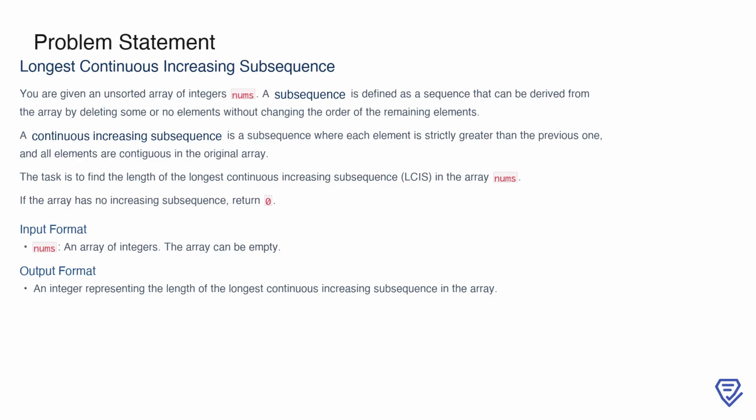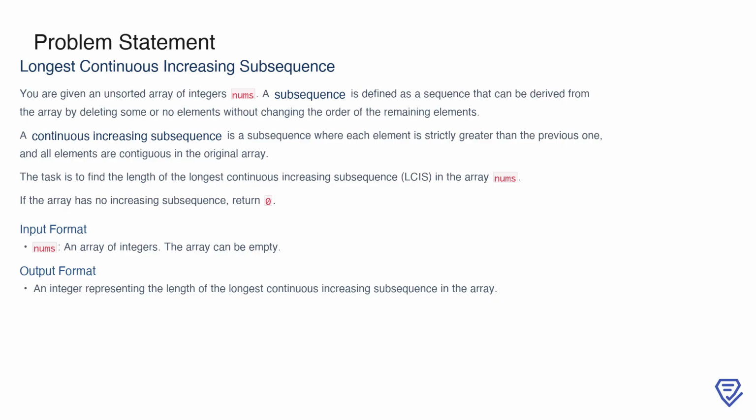A subsequence here refers to a sequence derived from the array where elements are not rearranged, and some elements may be deleted, but the original order is preserved. For the subsequence to be considered continuous and increasing, it must have each element strictly greater than the one before it, and all elements in the subsequence must appear consecutively in the array without any gaps or skips. Our goal is to determine the length of this LCIS. If the input array doesn't contain any increasing subsequence, we simply return 0.